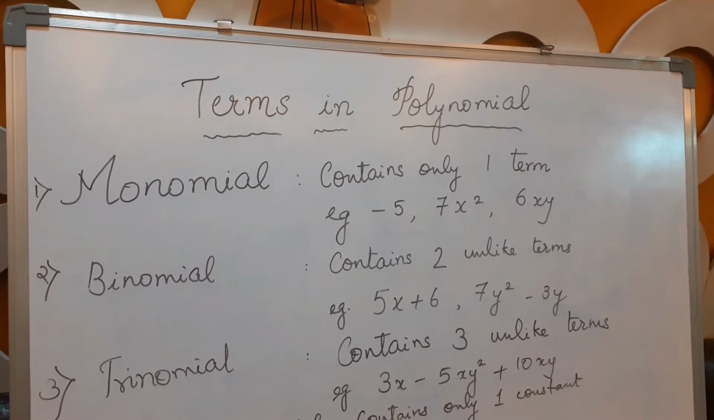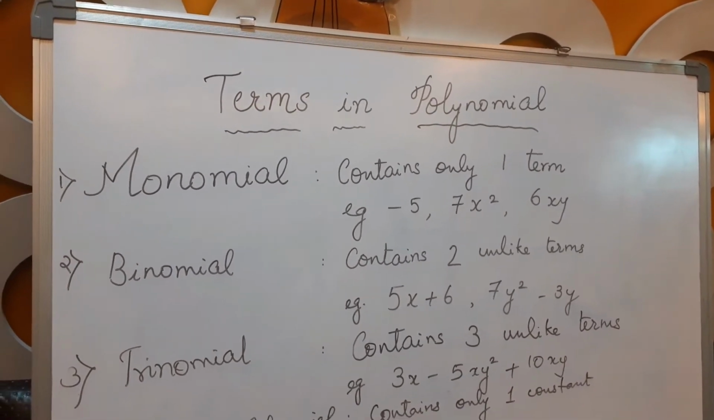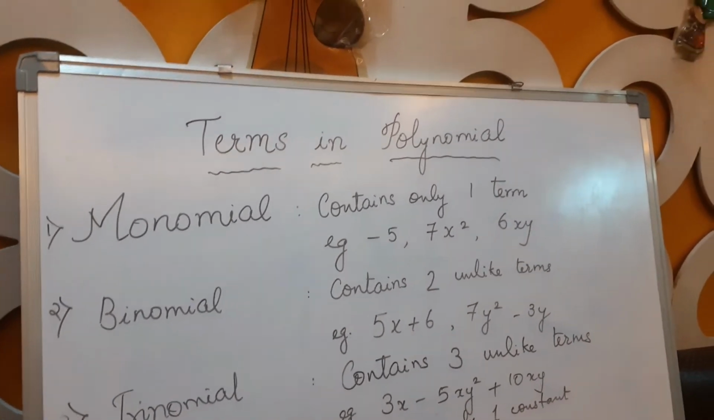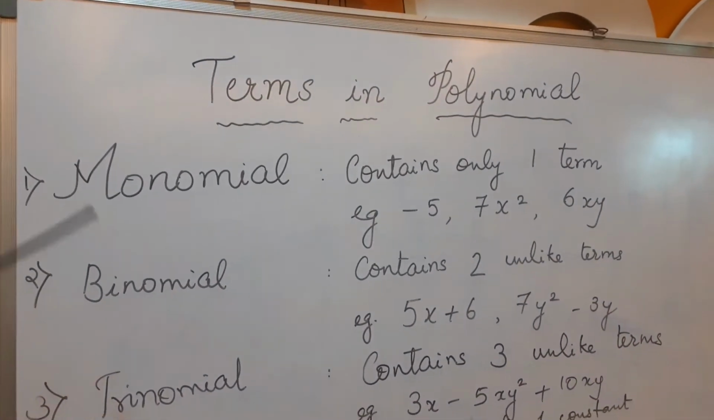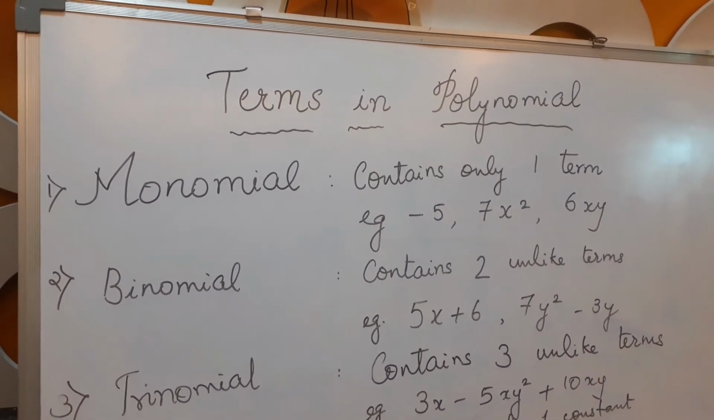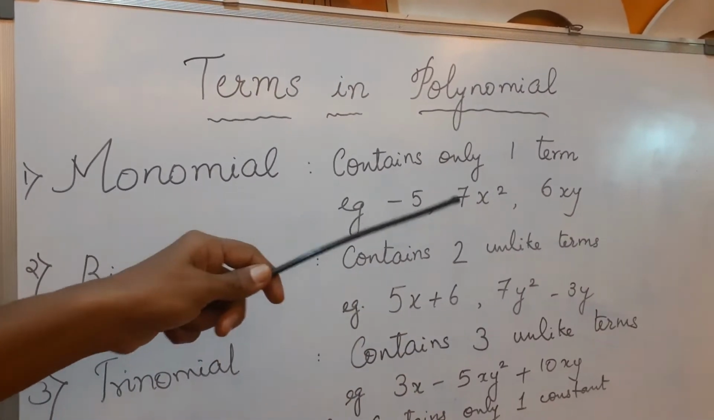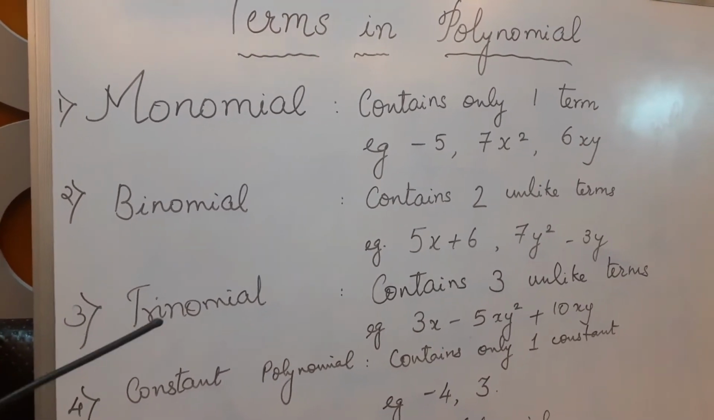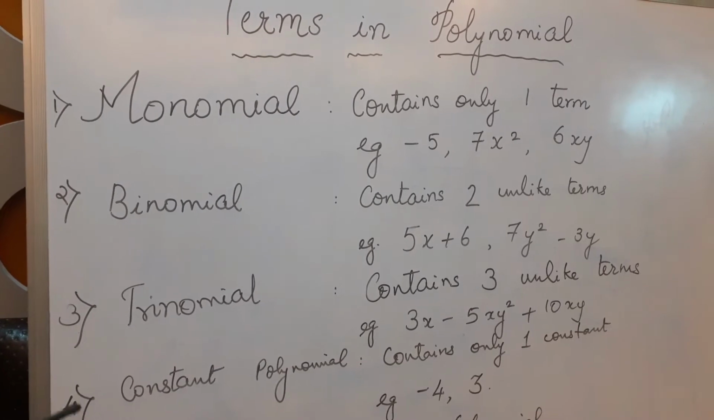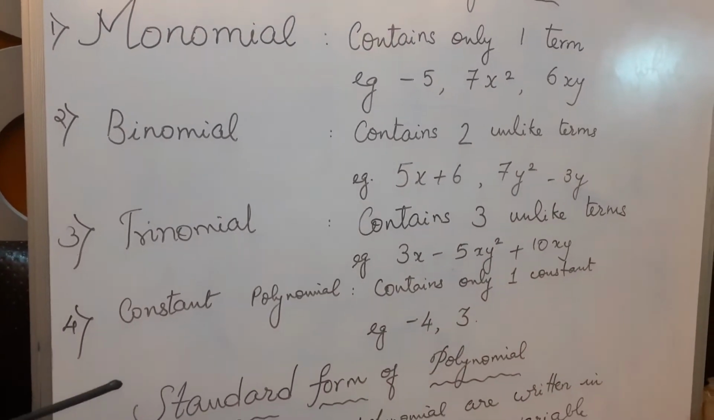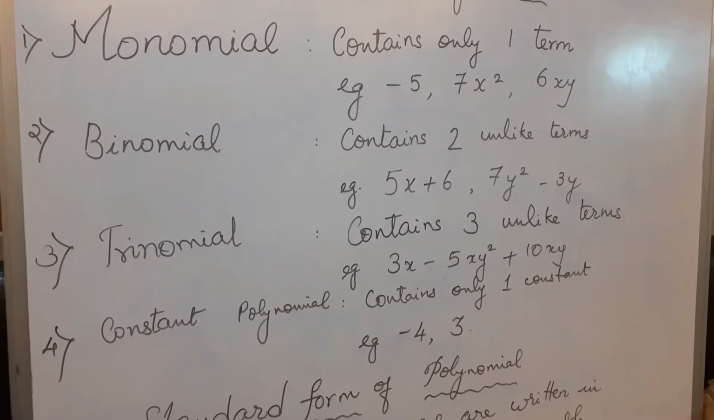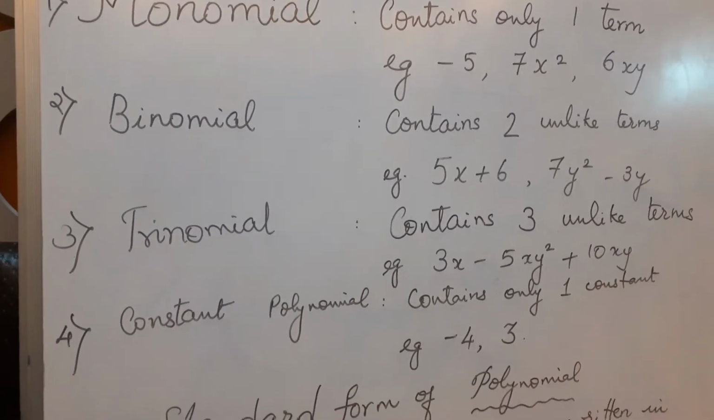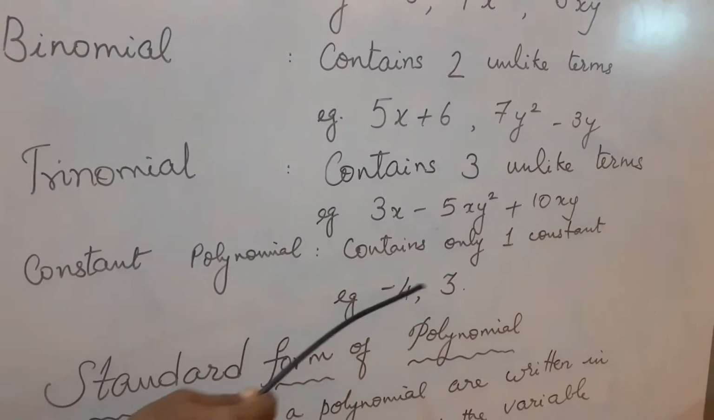We now need to explain certain terms related to polynomials which are mentioned in the textbook. So for the sake of completion, I'm just mentioning all these terms. There is something called a monomial which contains only one term, that is minus 5, 7x square, 6xy. Binomial is something which contains two unlike terms. For example, we have 5x plus 6, 7y square minus 3y. Then we have trinomial which contains three unlike terms. For example, 3x minus 5x square plus 10xy. And then we have something called as a constant polynomial which contains only one constant. For example, minus 4 and minus 3.